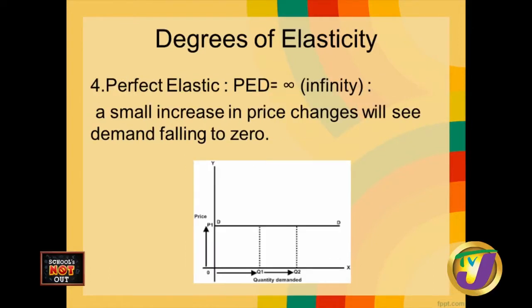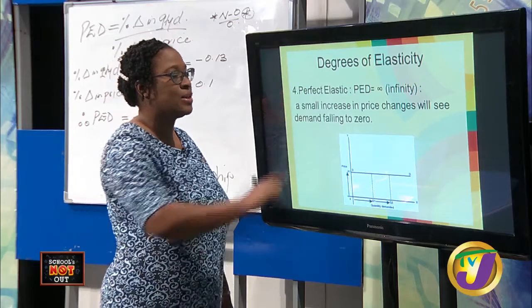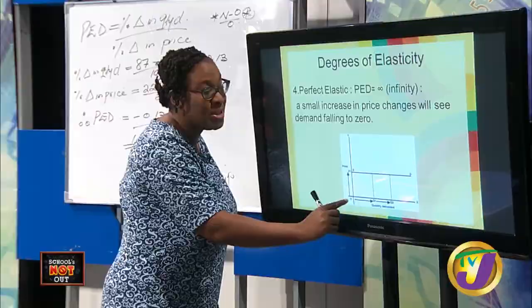Then we have now the extreme situations. Perfectly elastic. This is when the price elasticity of demand is equal to infinity. Now, this situation is very unique, and I'm going to link it to something that you will be exposed to during the school year. But let's just go through this first. A small increase in price, we'll see quantity demanded fall to 0.